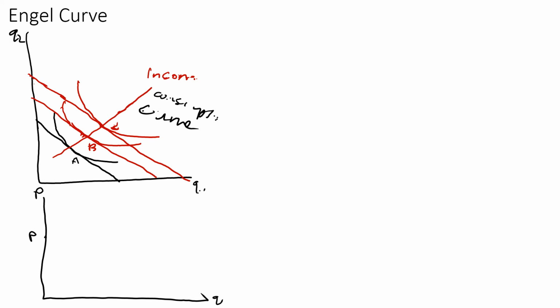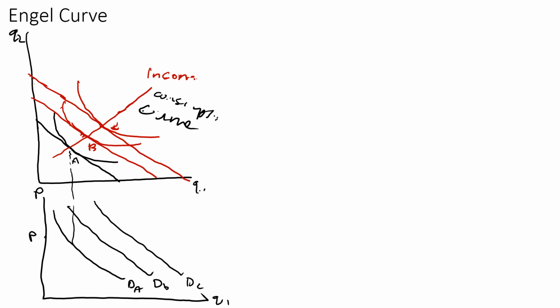Y-axis for price, and this is Q1. This is our demand curve, dA. Then we have demand curve dB, and demand curve dC. Extending those quantities at the older price, we are consuming Q1, but since price is the same, we are shifting the demand curve.